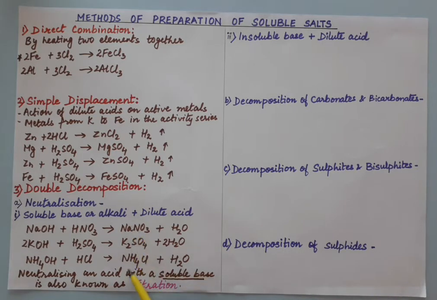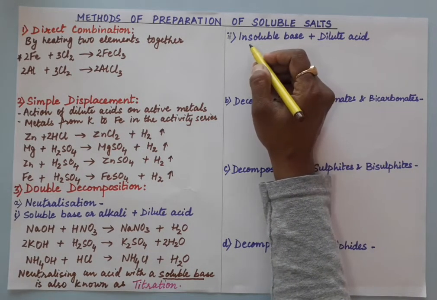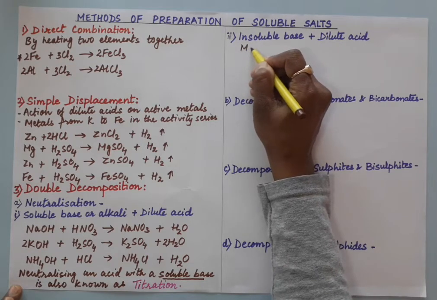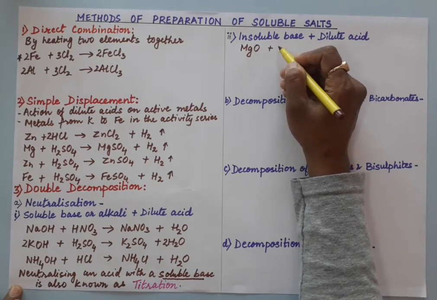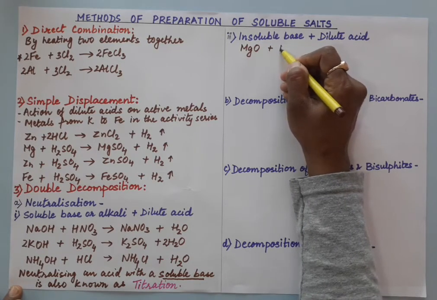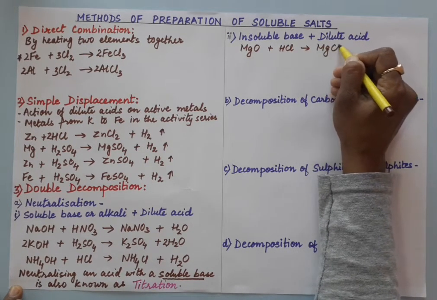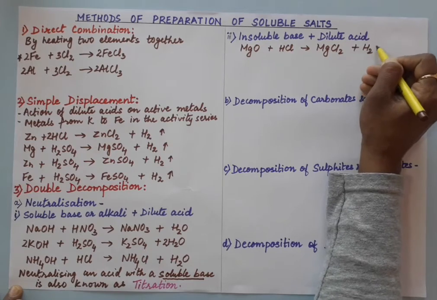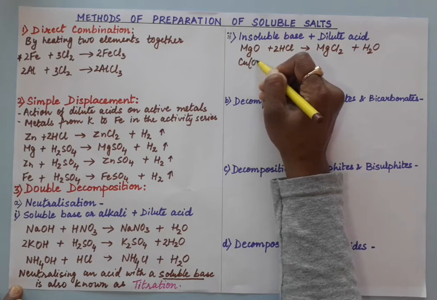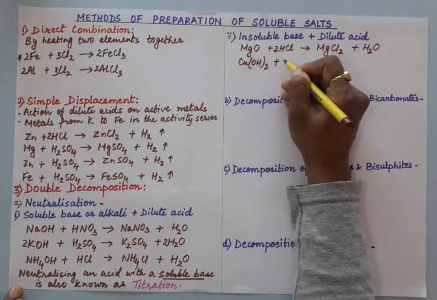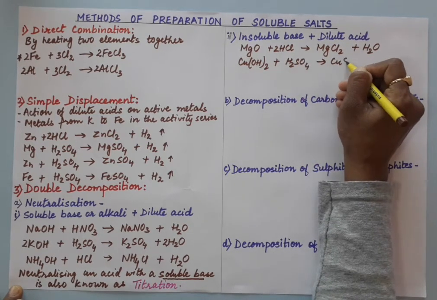So we can prepare soluble salt this way also, and by this, any base you can take, soluble or insoluble. Here, insoluble base, magnesium oxide. You know that all metal oxides and metal hydroxides are bases. So MgO, when it reacts with HCl, we get magnesium chloride and water. So base plus acid gives salt plus water. Or if you take cupric hydroxide plus acid, we get the corresponding salt plus water.